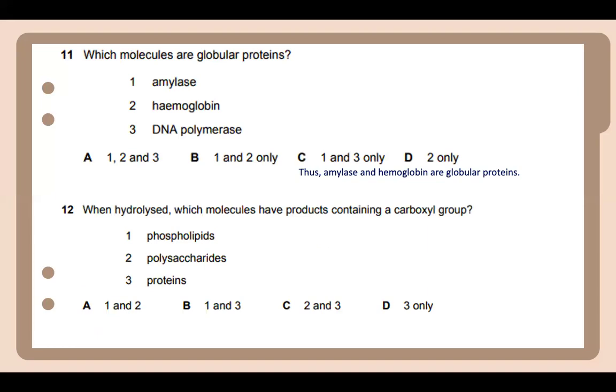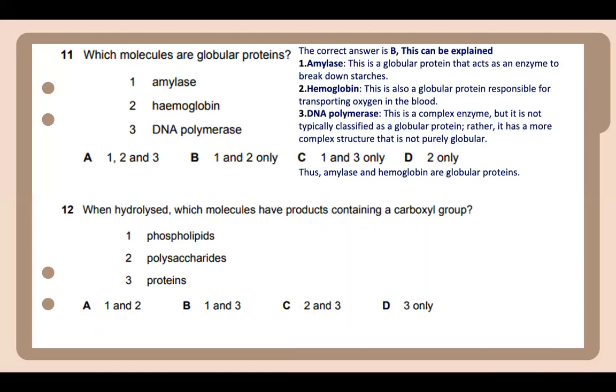Which molecules are globular proteins? The correct answer is amylase and hemoglobin. Amylase is a globular protein which acts as an enzyme to break down starch.